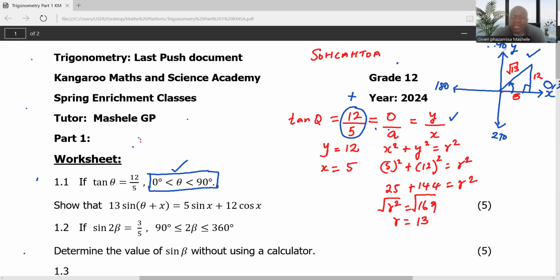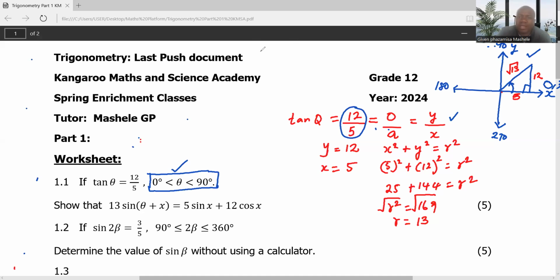Now, from there, we can answer the question. It says we need to show that 13 sine(theta + x) equals 5 sine x + 12 cos x. How are we going to do that? Let's now solve the question. We want to prove that the left and the right are equal, so we can start with the left-hand side.